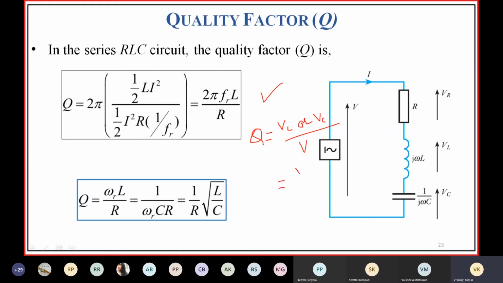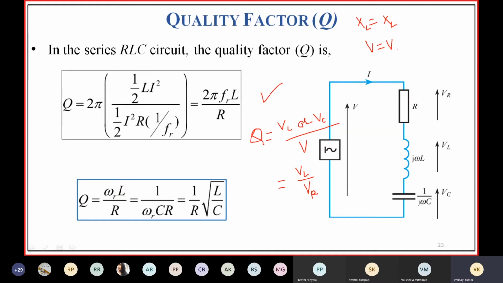So here, VL by what is the applied voltage at resonance? VR only, because XL is equal to XC at resonance. When XL is equal to XC at resonance, what will the applied voltage be?